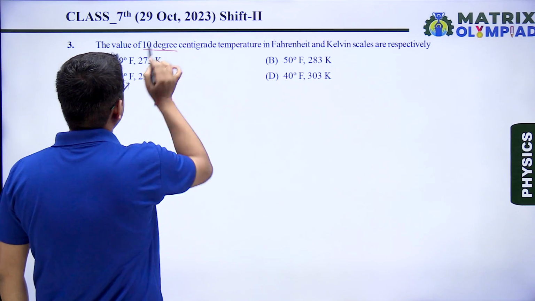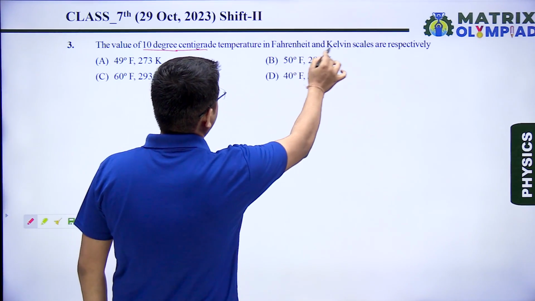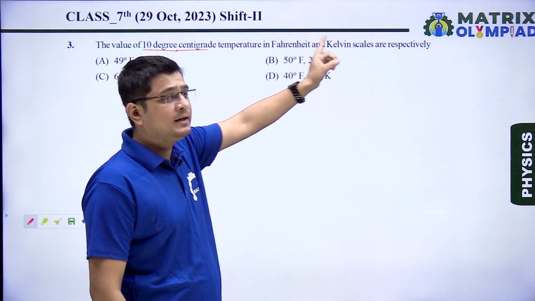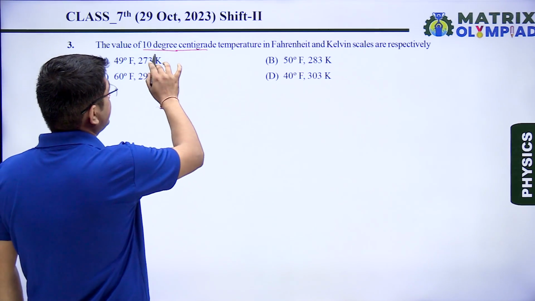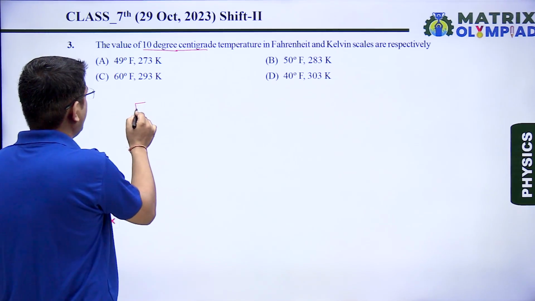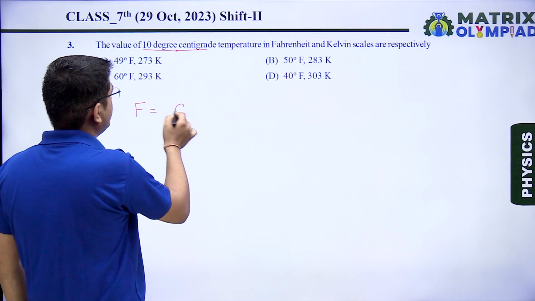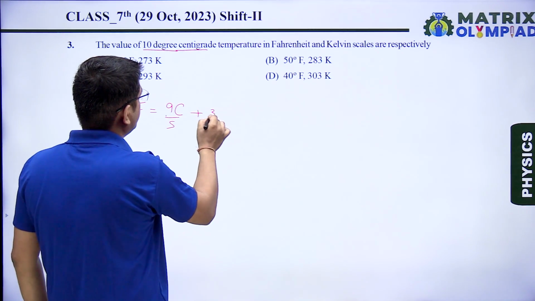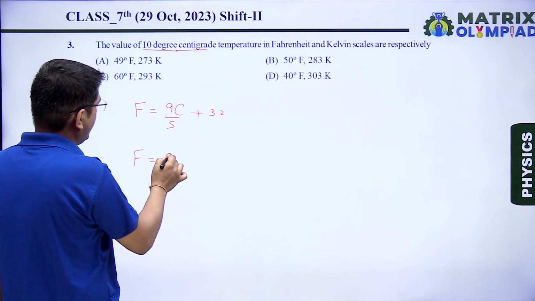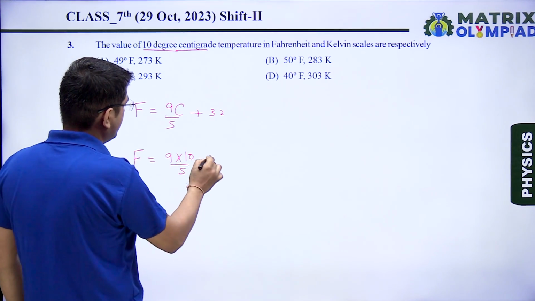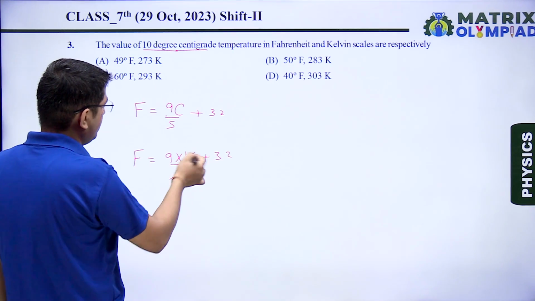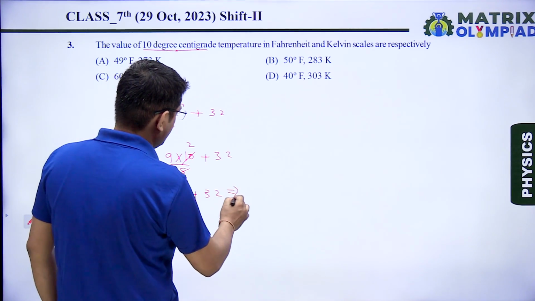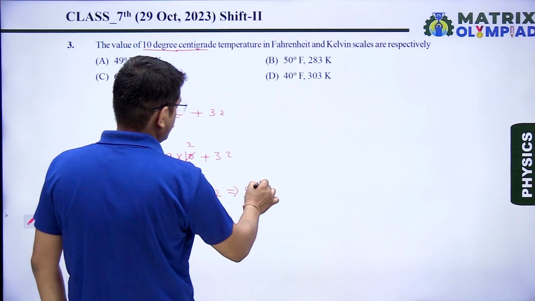The value of 10 degrees centigrade temperature in Fahrenheit and Kelvin scales are. So we have to convert this 10 degrees centigrade into Fahrenheit and then Kelvin. To convert centigrade into Fahrenheit, the formula is F is equals to value in centigrade multiplied by 9 upon 5 plus 32. Let us put the value: 9 multiplied by 10 divided by 5 plus 32. From here we get 9 into 2 is 18 plus 32, which is equals to 50 degree Fahrenheit.